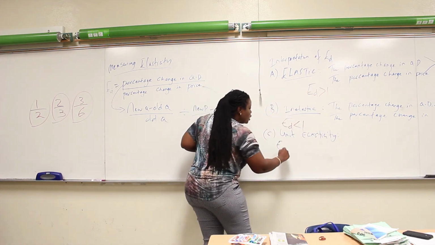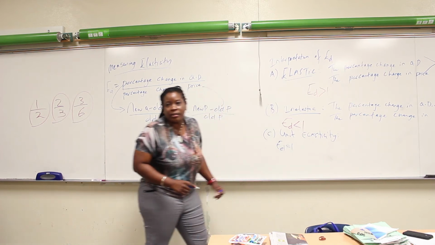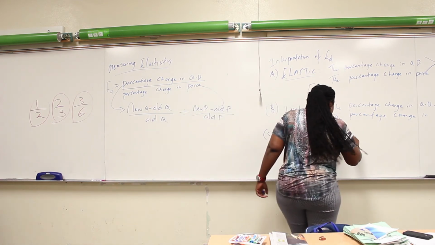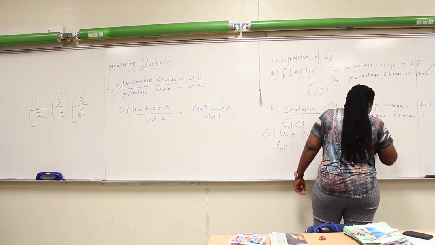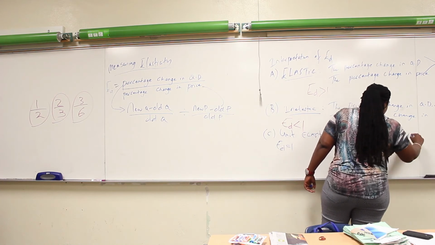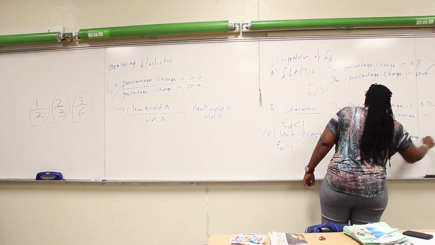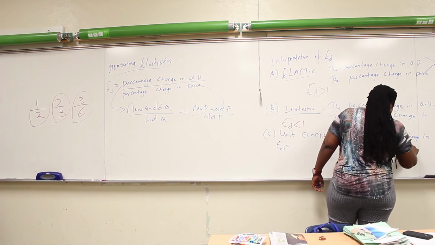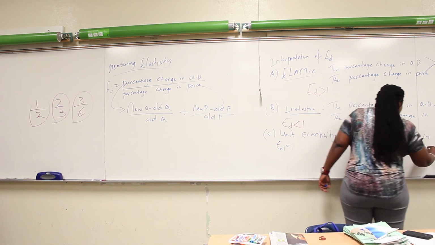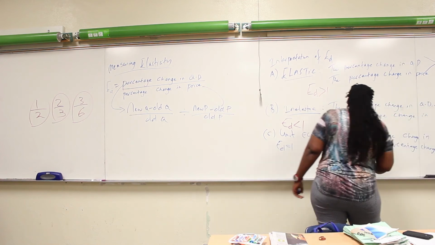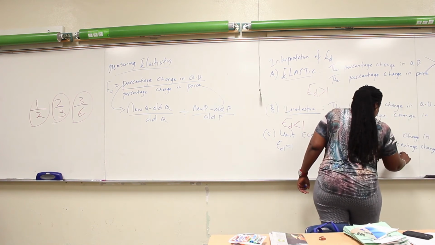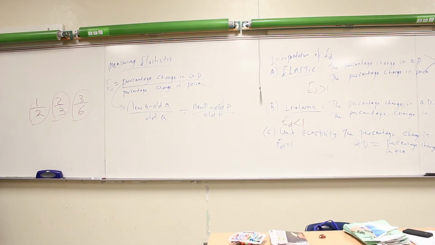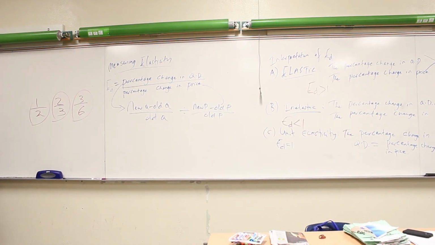This is when E of D is equal to 1. Unit elasticity. And this is basically saying the percentage change in quantity demanded is exactly equal to the percentage change in price. A special case called unit elasticity.